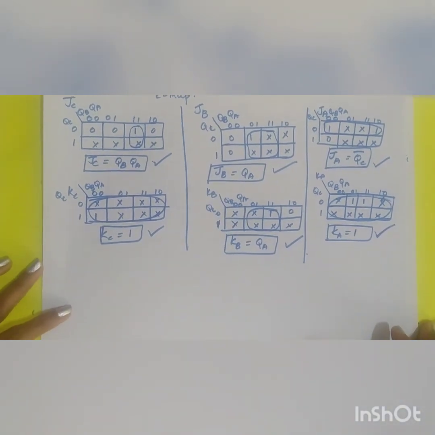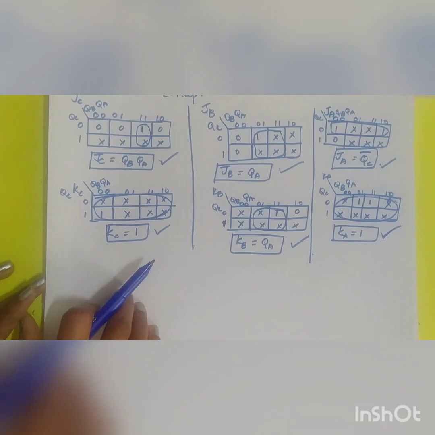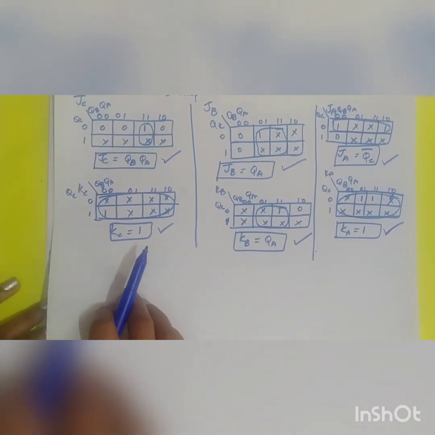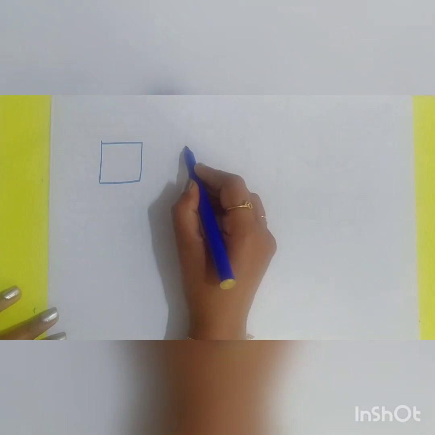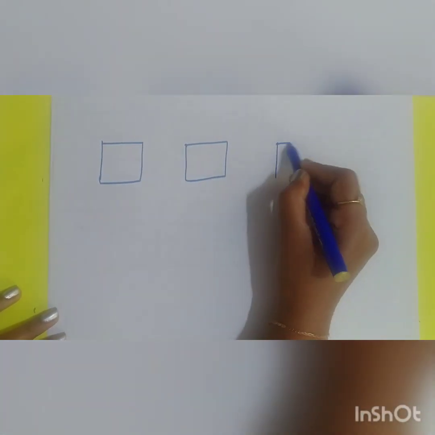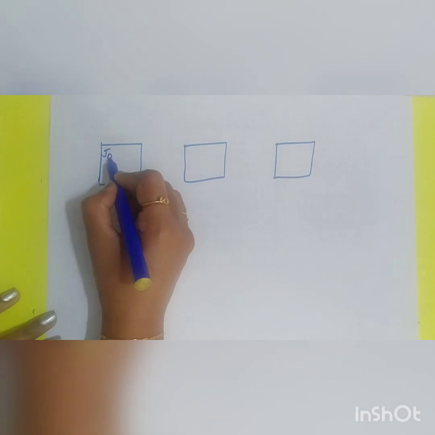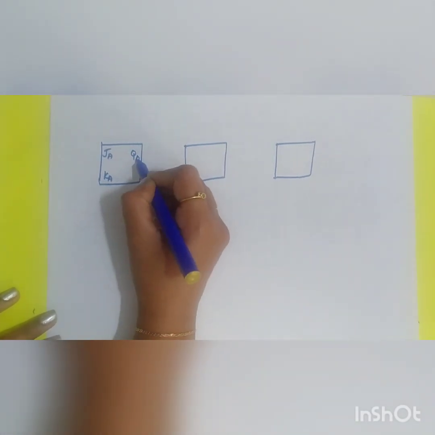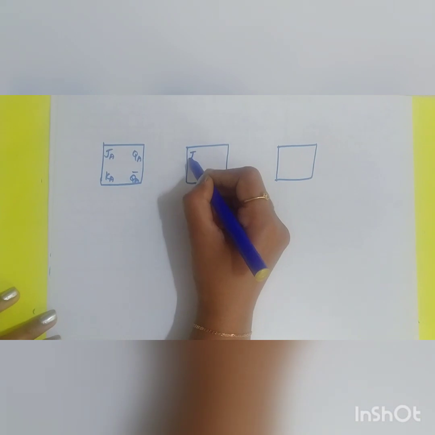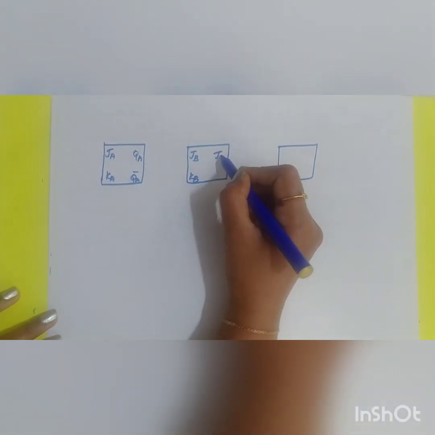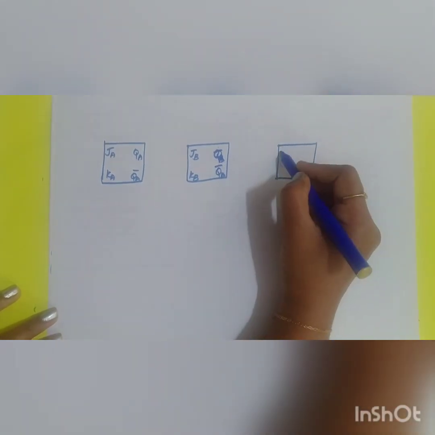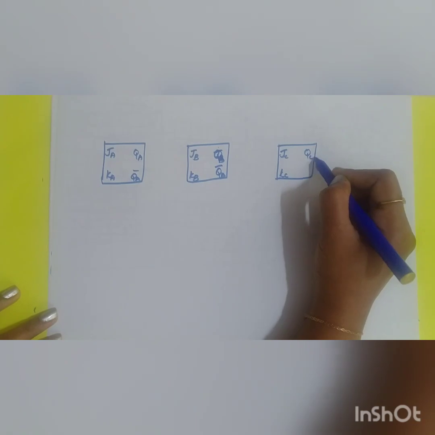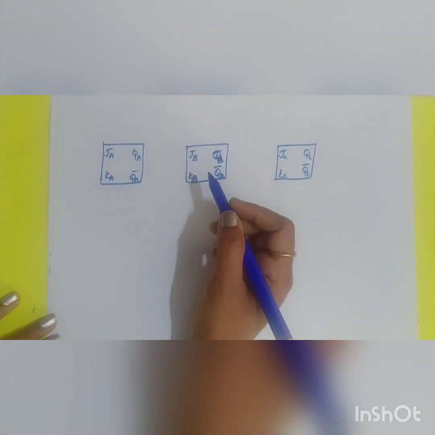Input to the flip-flops you have got. Now can you draw the final design of your mod 5 counter? Just apply these inputs. Okay. So what will be your diagram? You have 3 JK flip-flops, 1, 2, 3. So JA, KA. What will be your output? QA, QA bar, JB, KB, QB, QB bar, JC, KC, QC, QC bar. Okay, so these are your inputs.